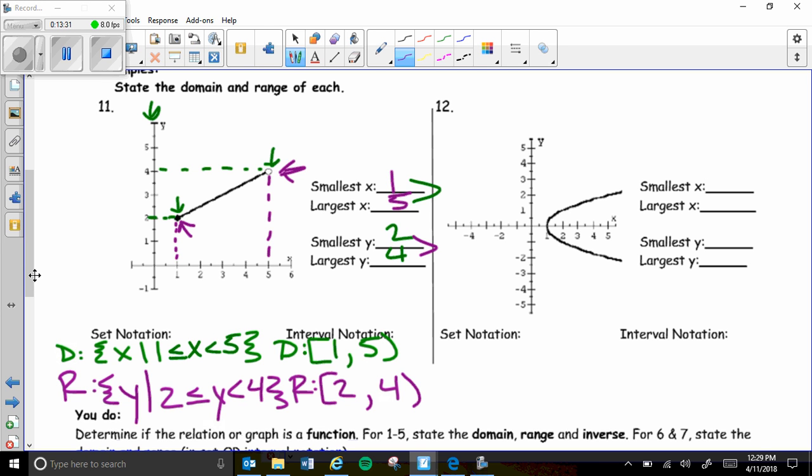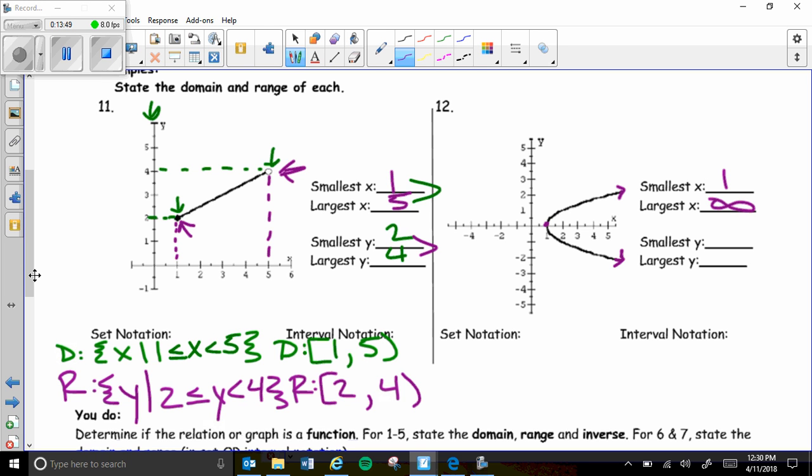So again, our smallest x this time is 1. If these arrows keep going, what's happening to my x values is those arrows keep going to the right. They're heading towards infinity.